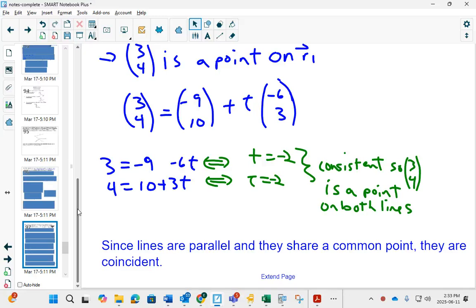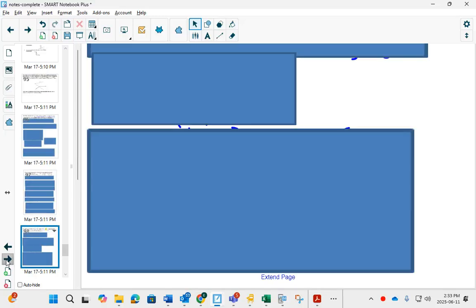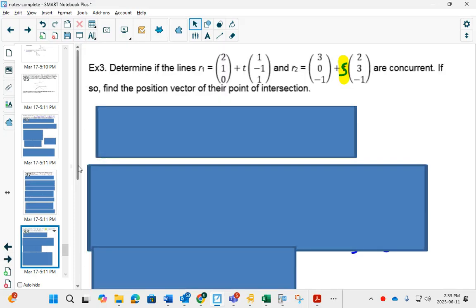So a very common question is like the next one. We go to 3 dimensions, and we ask in 3 dimensions, do these two lines intersect? Do they cross? And if they cross, where do they cross?